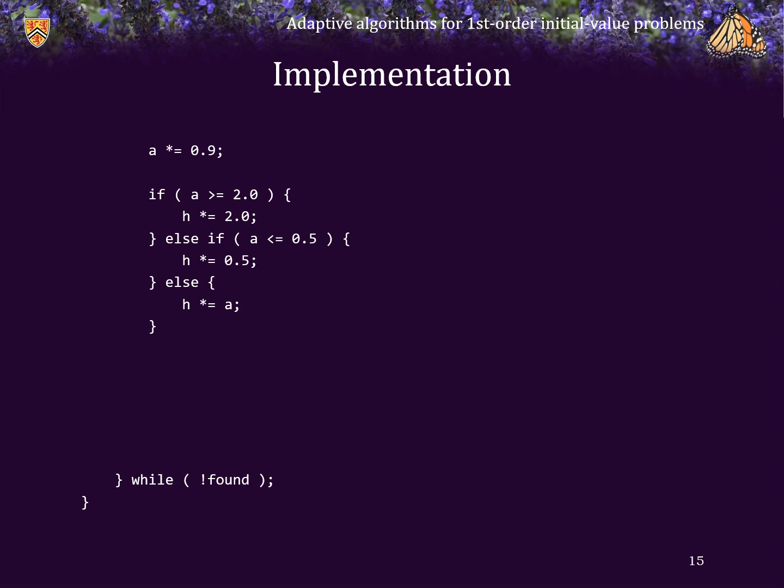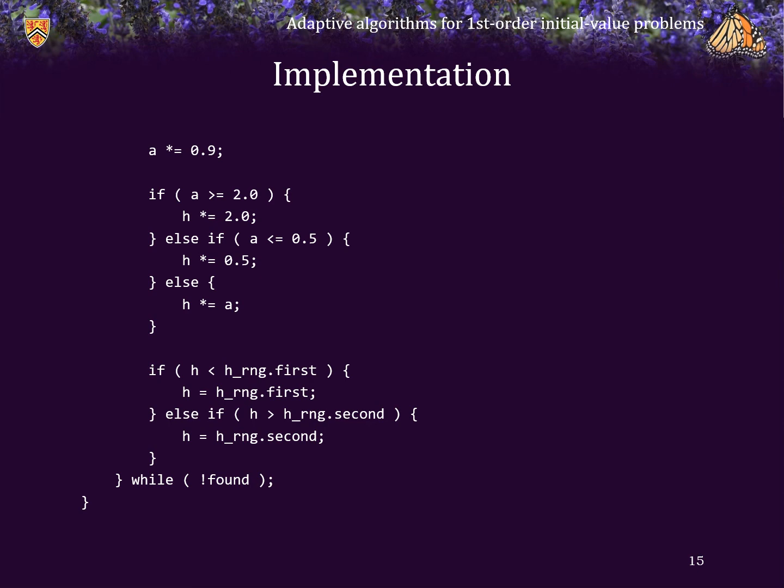All right, so now if a is greater than 2, we will just multiply h by 2. We do not want to multiply h by a factor greater than 2. Similarly, if a is less than 1/2, then we will multiply h by 1/2. And lastly, this guarantees that h is somewhere between 0.5 and 2. We will just multiply h by that scaling factor.